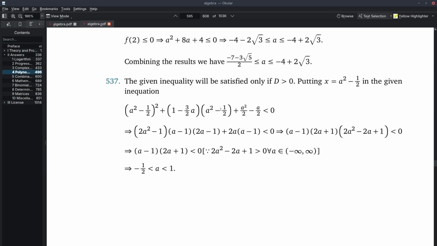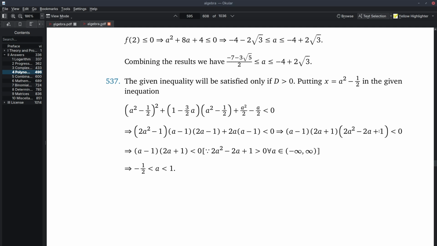Now we are given that x is equal to a squared minus half. So we substitute that and simplify, we get this equation and simplify it further. I will not talk about the simplification. So finally you arrive at this. Now this will always be greater than 0 for all a. Why? Because a squared minus 2a plus 1 is (a minus 1) whole squared. So the entire expression is a squared plus (a minus 1) whole squared.